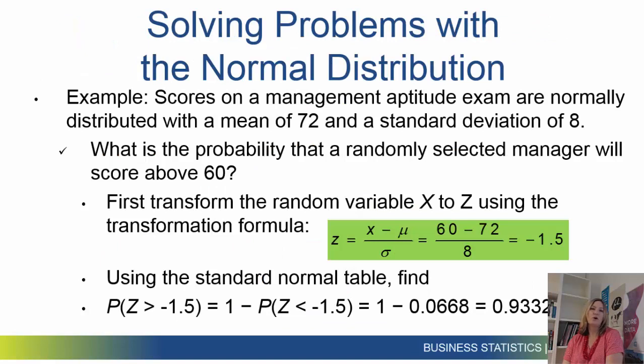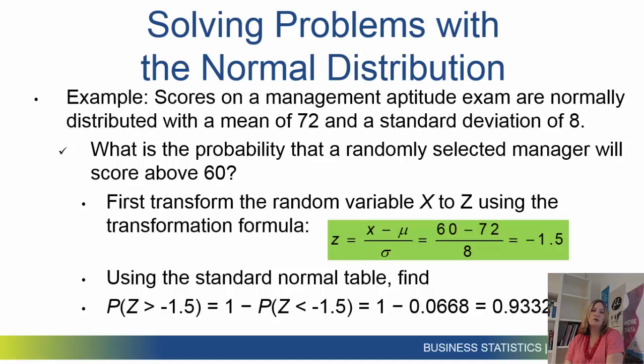Lastly, here's an example for you to work through. Assume scores on a management test are normally distributed with a mean of 72 and a standard deviation of 8. What is the probability that a student will score above 60%? So first we transform the x value of 60 to a z value, which is negative 1.5. It's negative because the value of x, being 60, is less than the mean of 72, so that makes sense. It falls to the left of the mean if we think about the standard normal distribution.